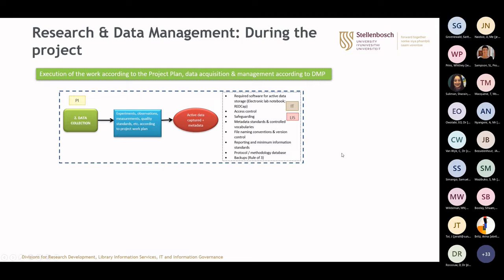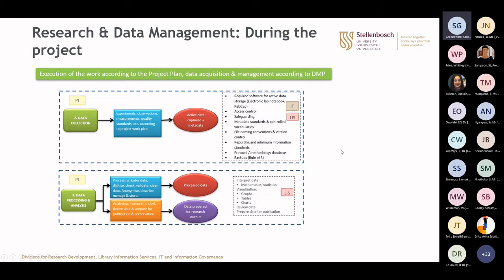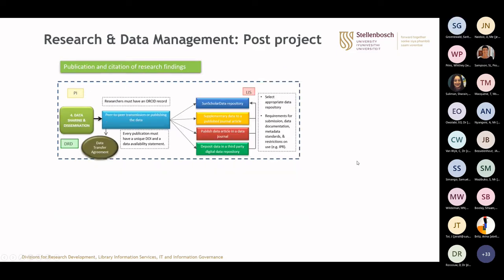And then the researchers will also be involved in the processing and analysis of the data, and Library Information Services will also be there to assist them with interpretation of data, visualization of data, and how to prepare the data for publication. Which brings us to the next phase, and that is the post-project phase, where research may be published.